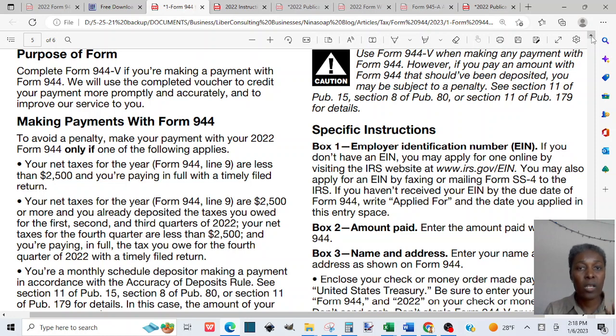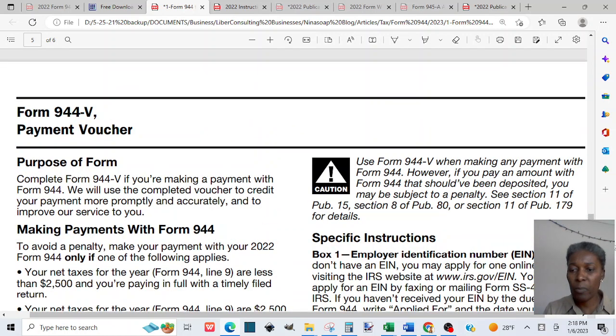If it's more than 2,500 and you make quarterly deposits, is that what they say? Quarterly, you make deposit during the year and your last quarter is less than 2,500, you can make that payment when you file your return. So in our case, it's $66.28. So that means we can deposit that or we can make payment with the return, and we'll choose to make payment with the return.